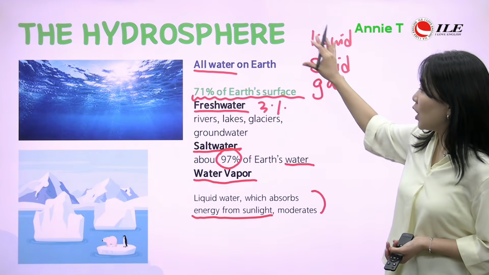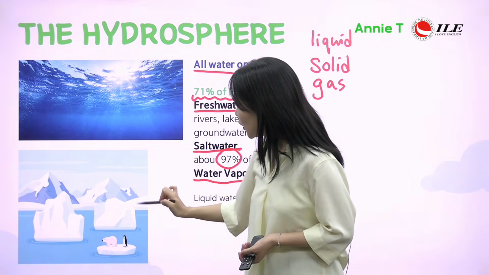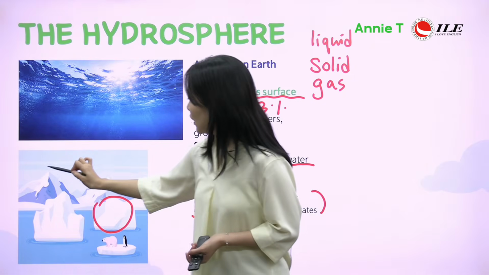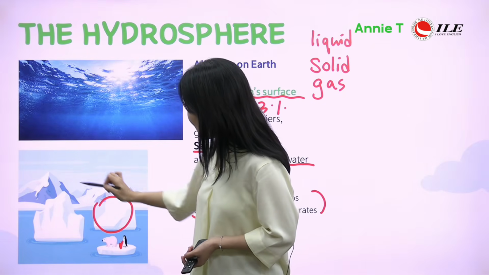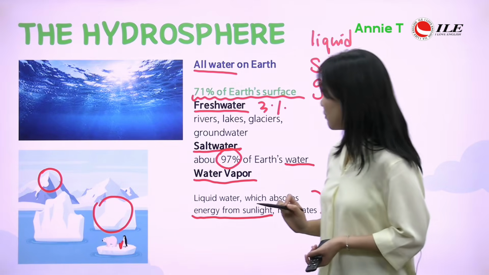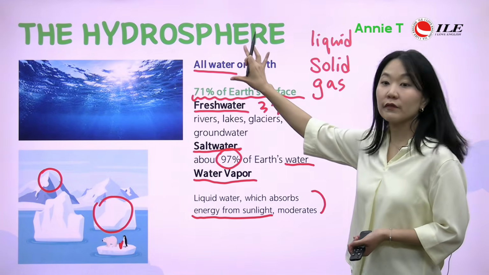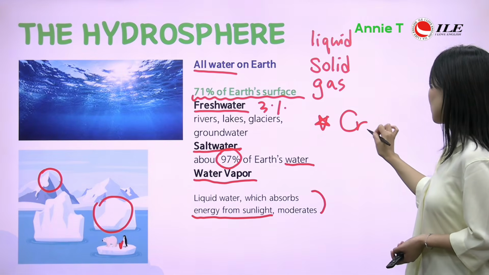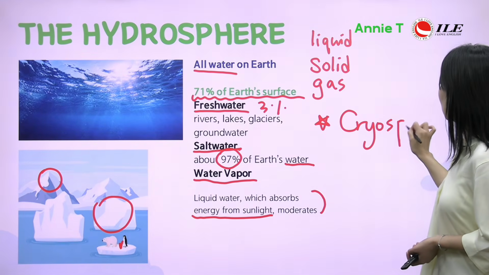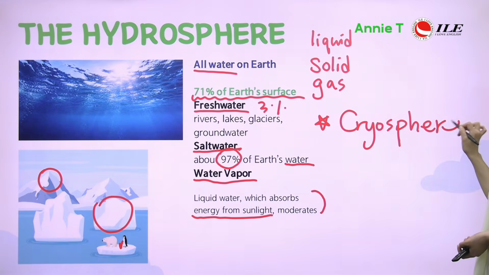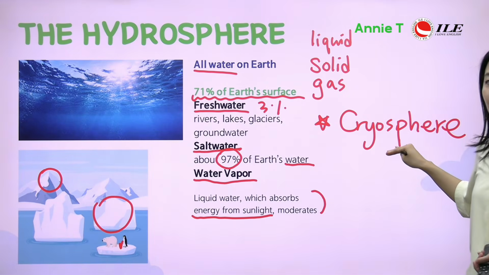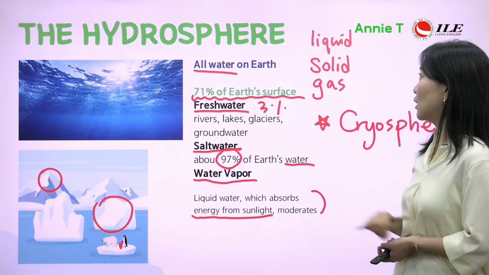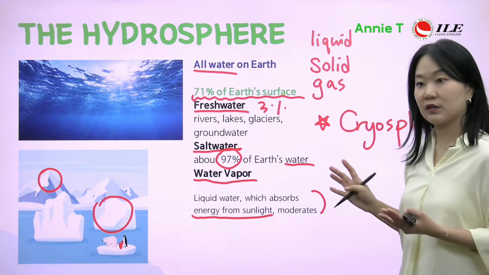Also, for the hydrosphere, we can include the frozen parts of the hydrosphere, like the glaciers, the sea ice, the snow or ice on top of the mountains. The frozen part of the hydrosphere, we call it the cryosphere. And scientists like to include this as the 5th part of the hydrosphere, or the 5th part of Earth's spheres.